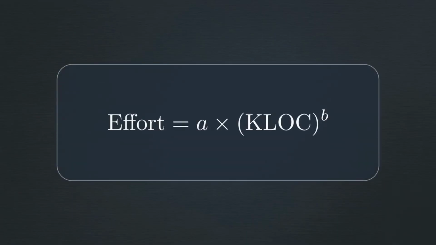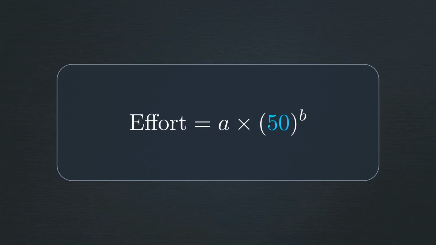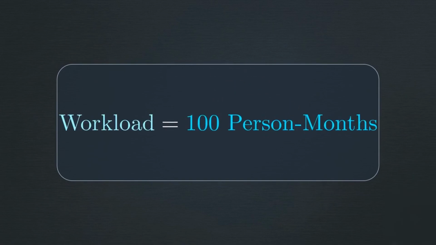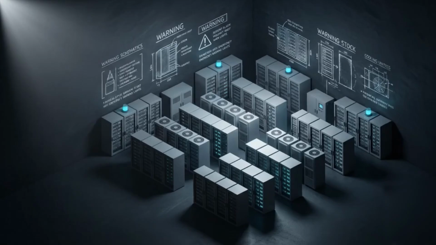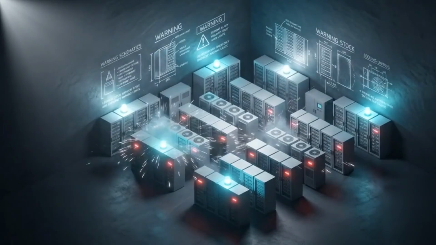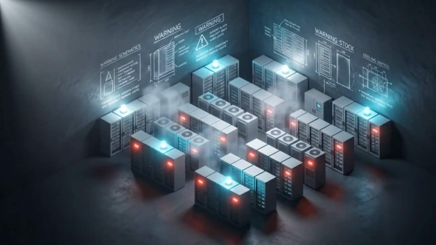COCOMO predicts workload based on game size and complexity. The KLOC variable represents code size in thousands of lines. For 50,000 lines, we input 50. We apply project multipliers accounting for team size. The formula calculates 100 person-months of effort. However, this basic calculation assumes you are working under perfect conditions. In the real world, projects are rarely that predictable.